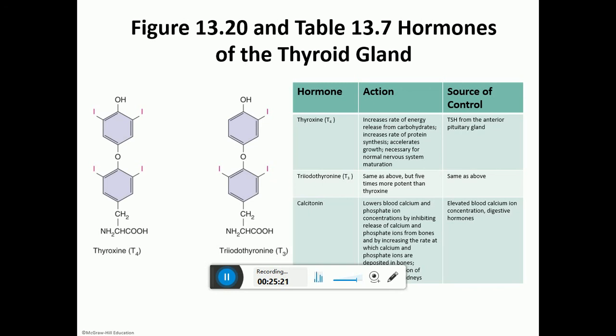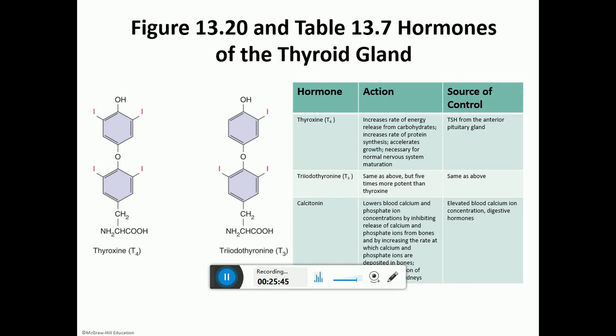Here you can see kind of the chemical composition of T3 and T4. T3 comes from the fact that it has 3 iodine molecules, while T4, as you can see here, has 4 iodine molecules. The actions of T3 and T4 are kind of similar, except for T3 is much more potent than T4 is.